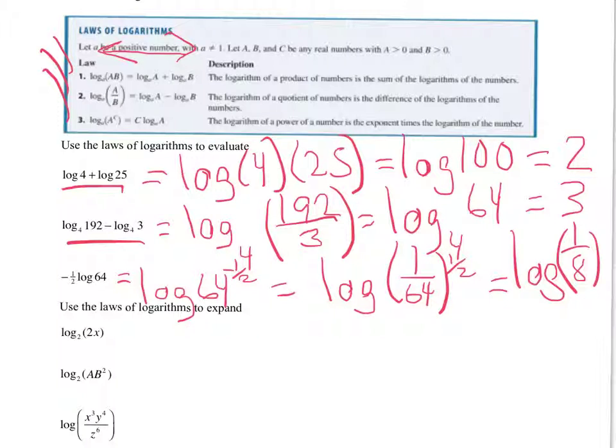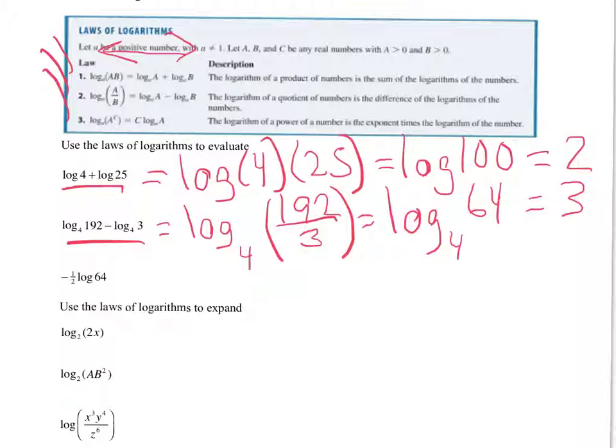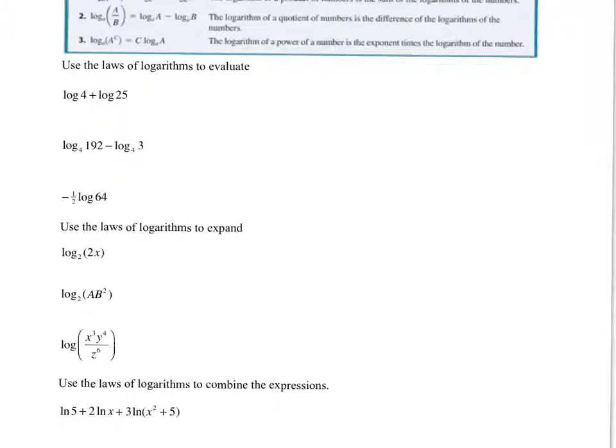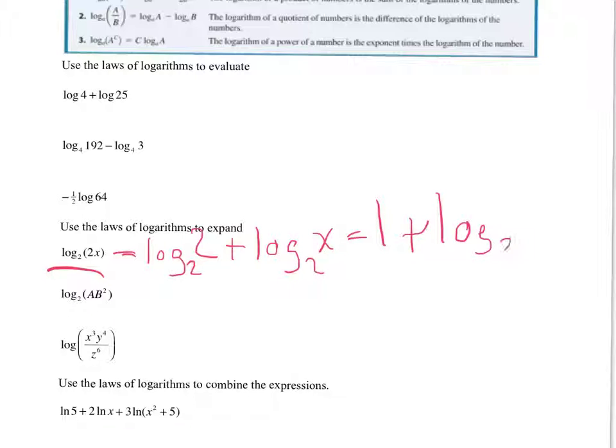Okay, this next group of problems is going the other way. The expression is already tight, compact, 1 log, and we're going to re-express it so that it's more than 1 log. So this first one is using the product rule. So we'll have the base 2 log of 2 plus the base 2 log of x. But the base 2 log of 2 is 1, so this is 1 plus the base 2 log of x.